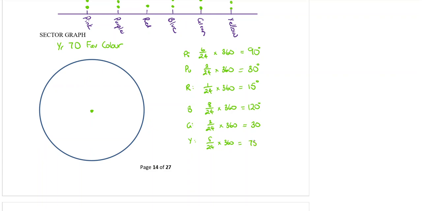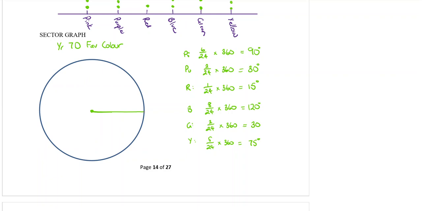So that's 75 degrees. If we add all those up, we want to check to see if it makes 360 degrees, which it does perfectly. Okay, so now we want to grab our protractor and draw a line that goes from the center to the edge of the circle.